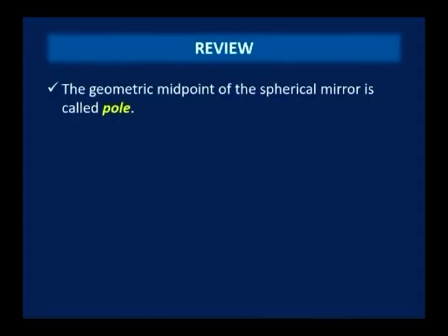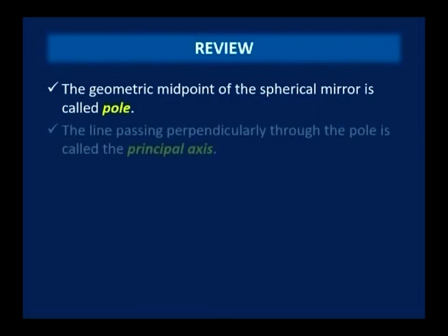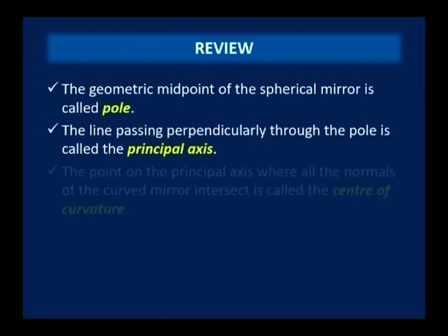Then children, we went on to discuss some important terminology related to the curved surfaces, that is the pole of the spherical mirror. The geometric midpoint of the spherical mirror is called the pole of the mirror. The line passing perpendicularly through the pole of the mirror is called the principal axis.